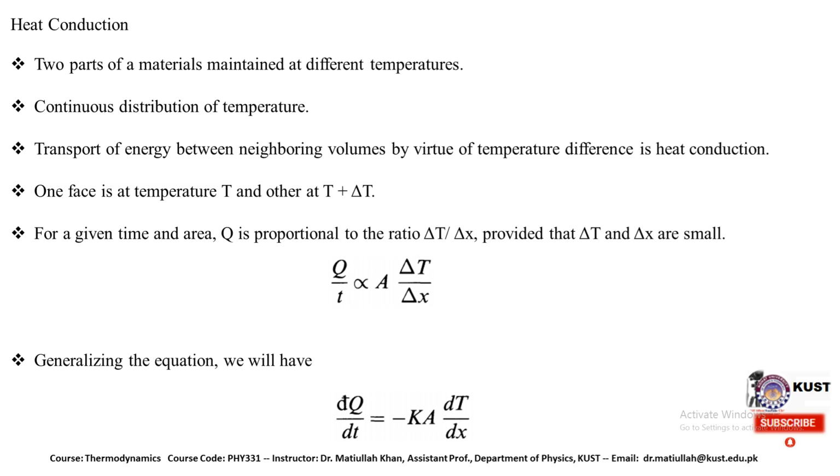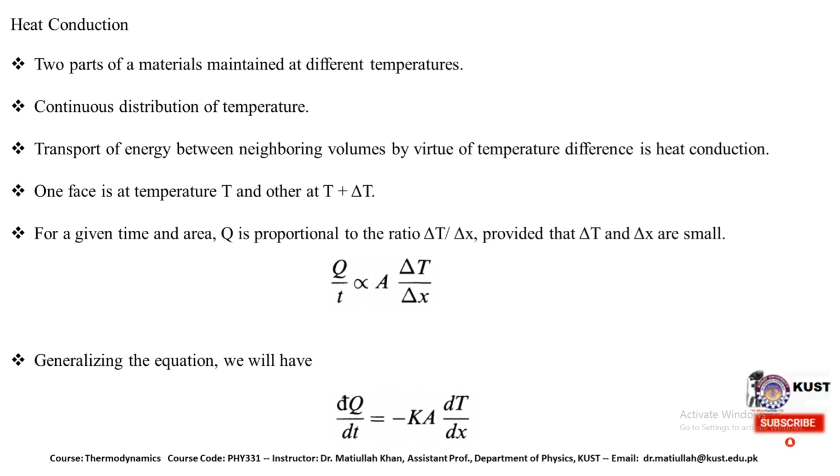Here we can see there is a negative sign in this equation, and this negative sign shows the direction of heat flow. This is the conventional science describing heat flow: heat will flow from the portion at higher temperature toward the portion at lower temperature, or in other words, heat will flow from the system at higher temperature toward the system at lower temperature, and this heat flow will continue until both bodies achieve the same temperature.